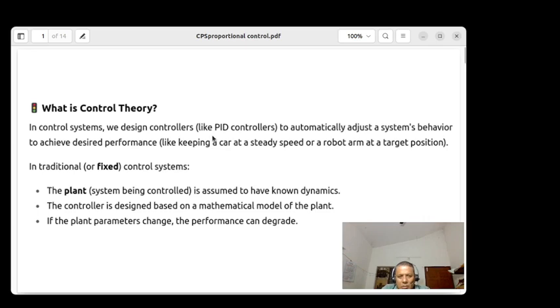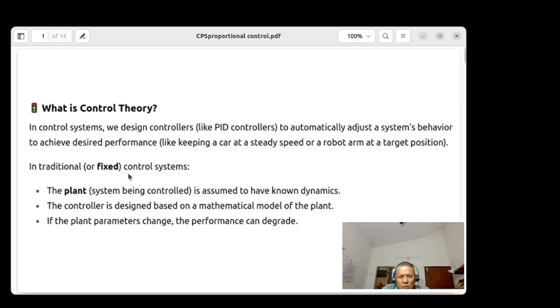In a control system, we design controllers depending upon our requirements. Sometimes we need a proportional controller alone. Sometimes we need an integral controller alone, and sometimes we may require PID also. That is the designer's choice.